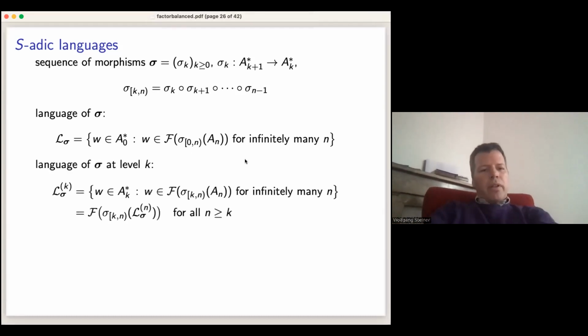Now we don't only need the language L sigma at level 0, but we will consider all levels k, so we replace the 0 here by a k, and we start from sigma k. This k has nothing to do with the k-codings from before, sorry for that. But note the important property here is that L sigma k is related to L sigma n by this relation: it's the image by sigma k n and then taking all factors.